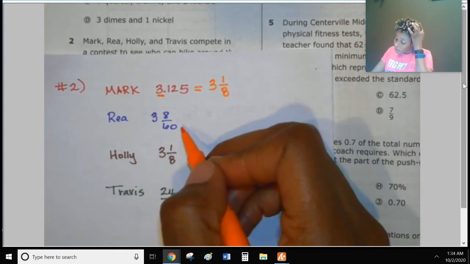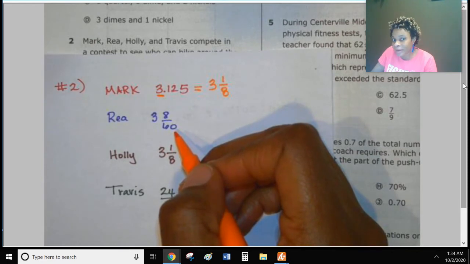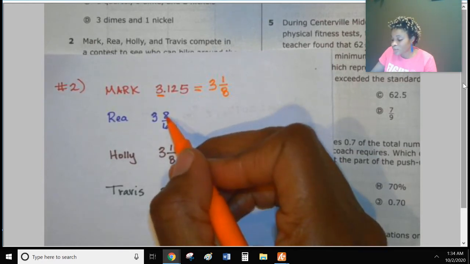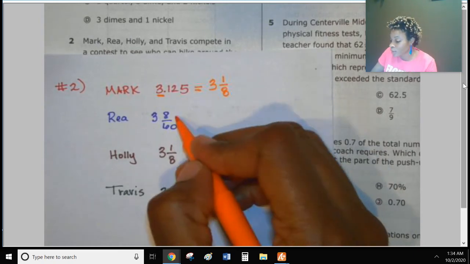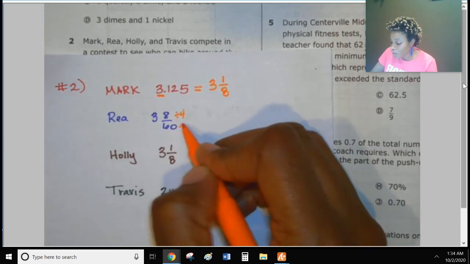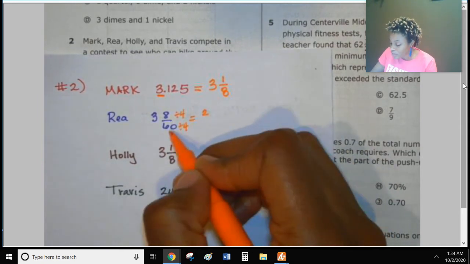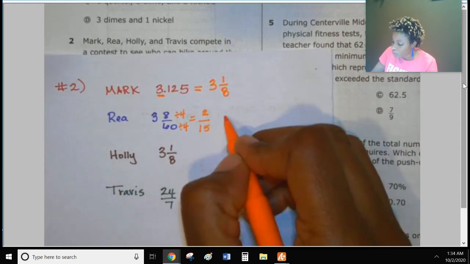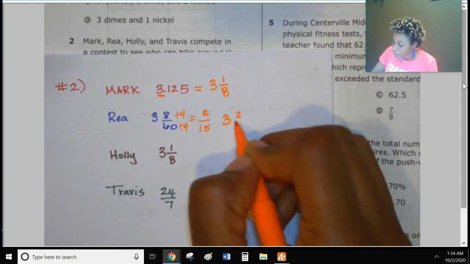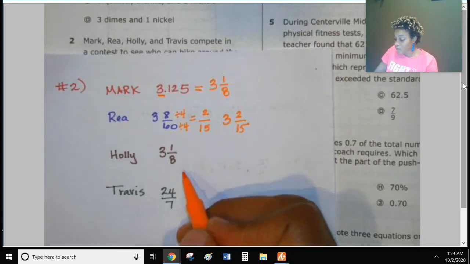Then I see that Rhea is 3 and 8/60ths. Well, 8/60ths I know can be divided. I know because it has an 8 in the ones place and a 0, it can be divided by 2. But I also know I can go a little bigger and divide by 4. 4 will go into 8 2 times. 4 will go into 60, 15. So this will be 3 and 2/15. This is already 3 and 1/8, so that one's good.